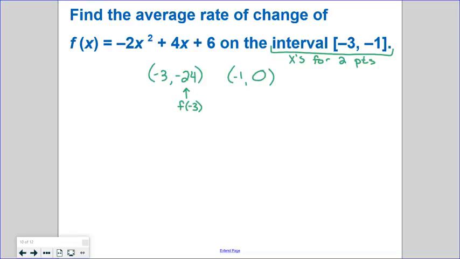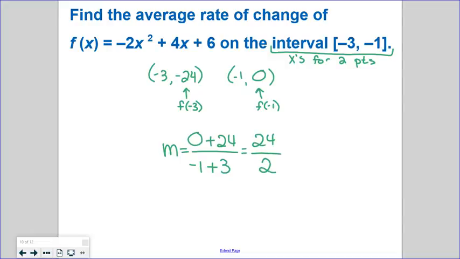All right, now it's back to the beginning of today. You now found 2 points, right? Put it into your slope formula. That is average rate of change, the slope between those 2 points. Order does not matter, but whichever one you start with, you have to start with in the top and the bottom of the fraction. So 0 minus negative 24 over negative 1 minus negative 3 would give me 24 over 2, or an average rate of change of 12. The slope of the secant line between those 2 points is 12.